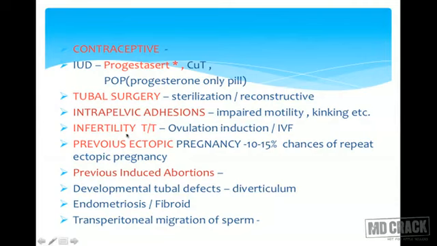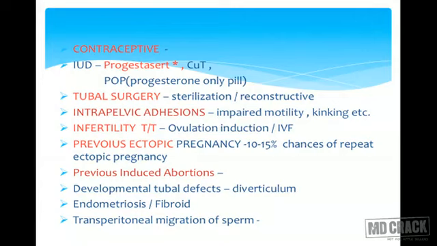Infertility treatment, ovulation induction or IVF. In IVF, we transfer embryos directly to the fallopian tube or to the intrauterine cavity and that may increase the chances of ectopic. Even the ovulation induction process increases chances. Previous ectopic pregnancy is a very important factor. If a patient has a previous history of ectopic pregnancy, she has a 10 to 15% chance of repeat ectopic pregnancy in the next pregnancy. Previous induced abortion.